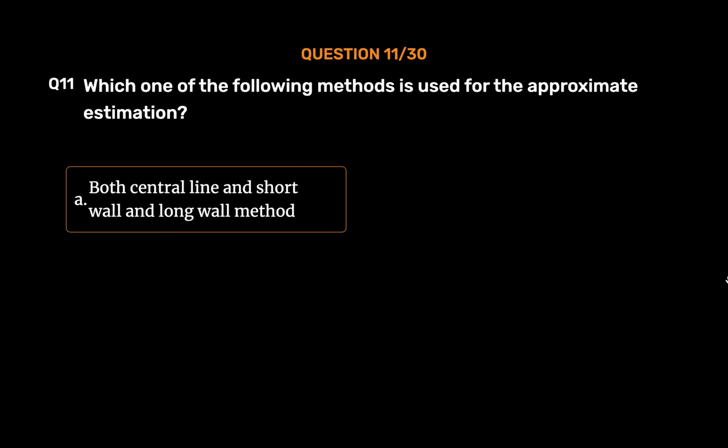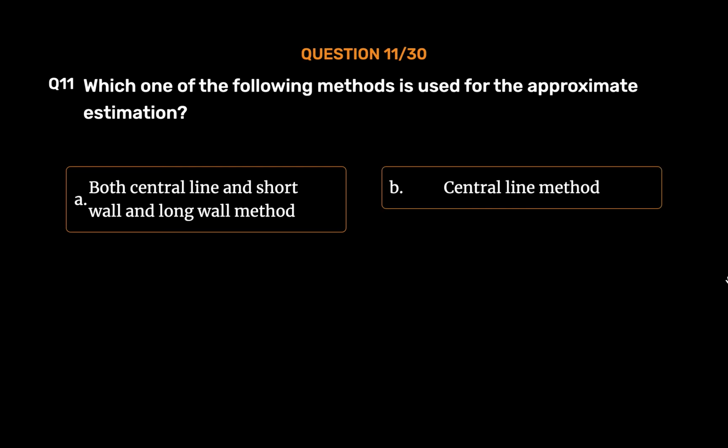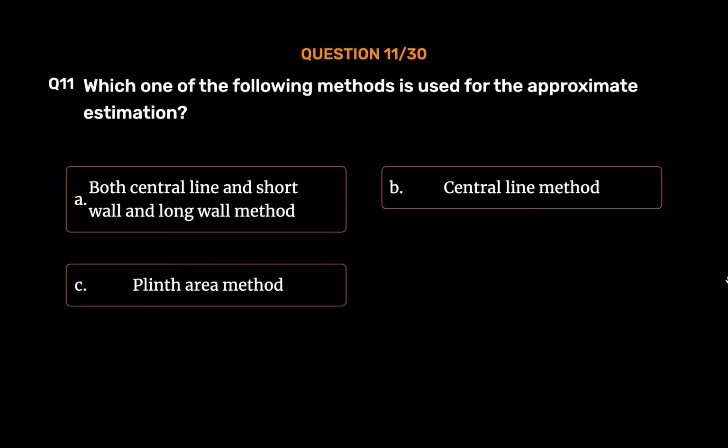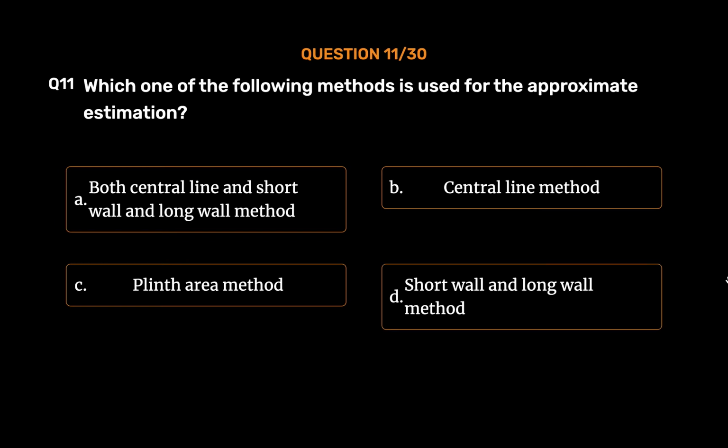Question number 11. Which one of the following methods is used for the approximate estimation? Option A, both central line and short wall and long wall method. Option B, central line method. Option C, plinth area method. Option D, short wall and long wall method. The correct answer is option C, plinth area method.